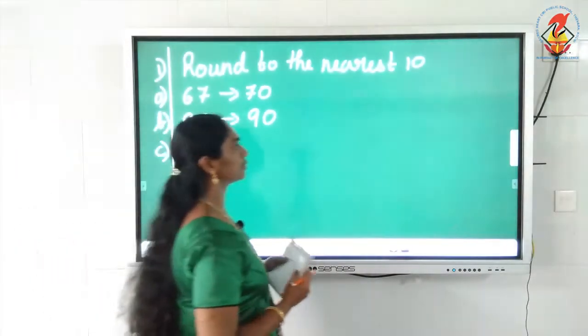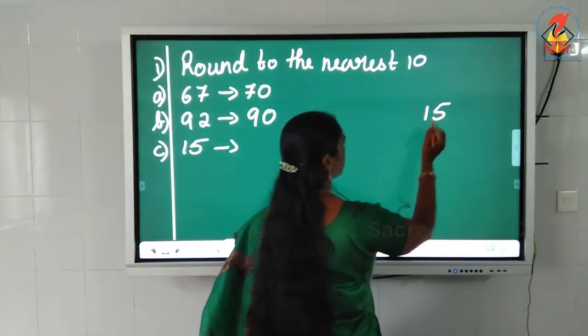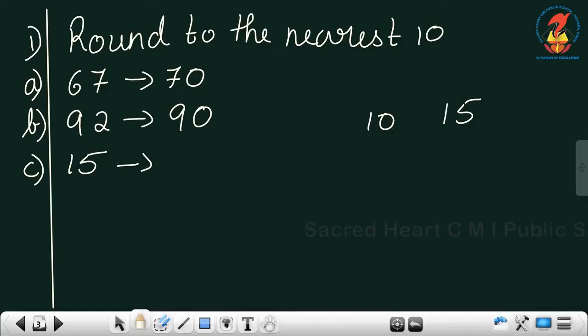Fifteen comes between, first digit is 1, so 10, next 10 is 20. Yes, now where will 15 go? 15 is in the middle. What did we say? The middle number always goes to the longer number, the next 10. 15 always goes to the longest number. So 15 is rounded to 20. Clear, children?